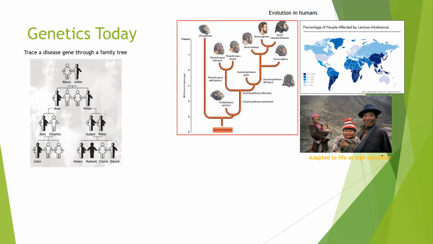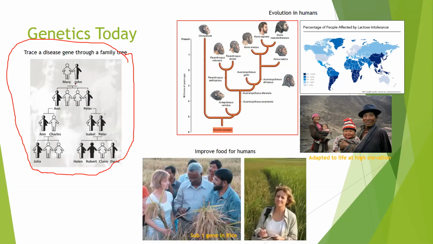So this is what we can do to use genetics to study ourselves. We can also use genetics tools to study human disease and trace a disease gene through a family tree. This is a very important but very difficult topic, so we can talk about it in the future. And also we can use genetics to improve, for example, food for human beings. This is so important for the current world.